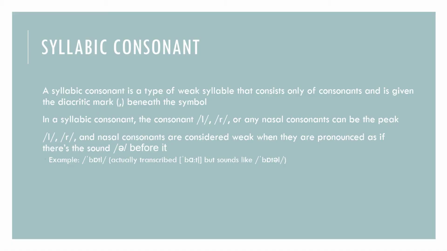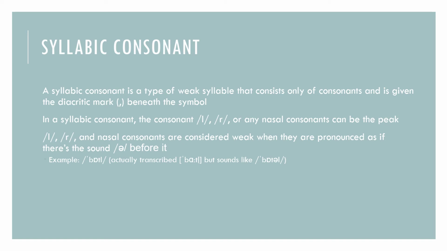Let's talk about the syllabic consonant. A syllabic consonant is a type of weak syllable that consists only of consonants, which means that it doesn't have a vowel, and it's usually given a diacritic mark beneath the symbol. In a syllabic consonant, the consonant L, R, or any nasal consonant can be the peak.